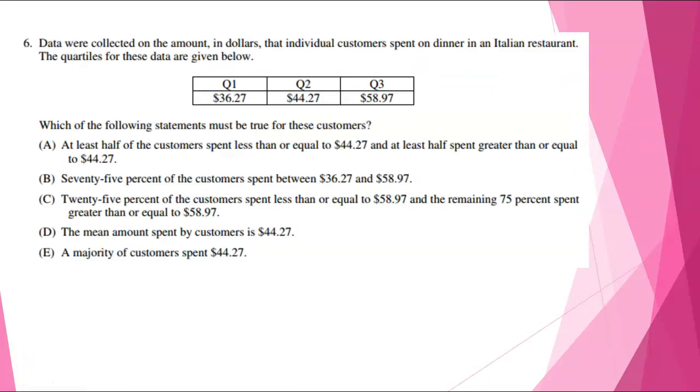Question 6. Data were collected on the amount in dollars that individual customers spent on dinner in an Italian restaurant. The quartiles for these data are given below. Which of the following statements must be true for these customers?